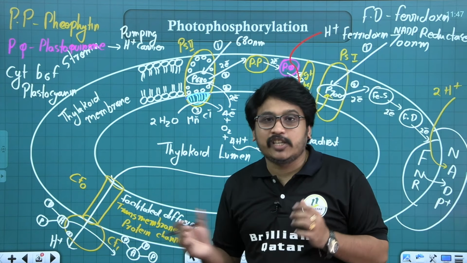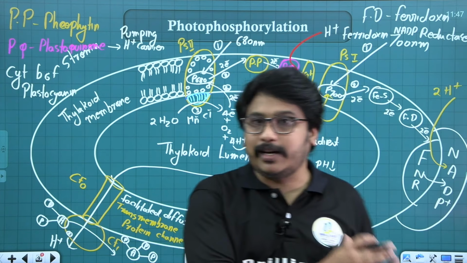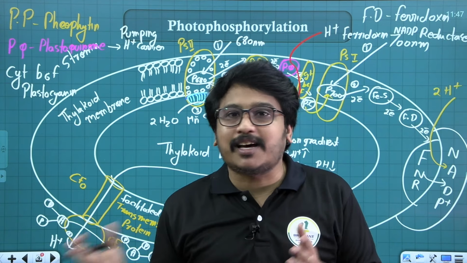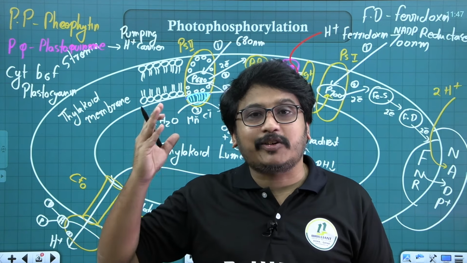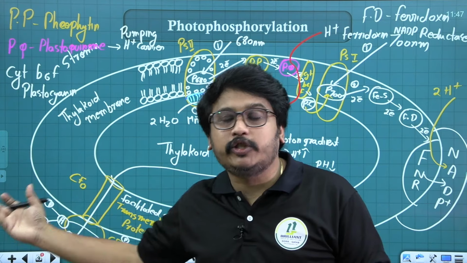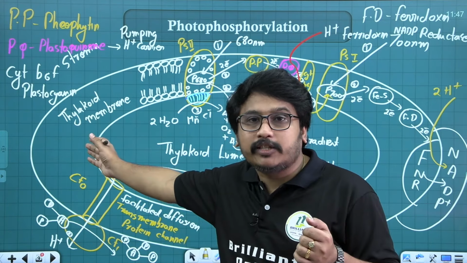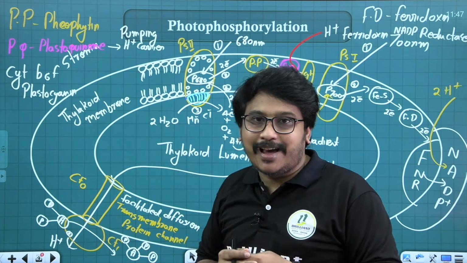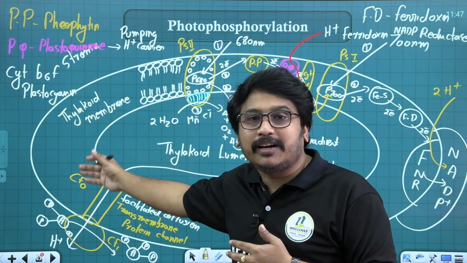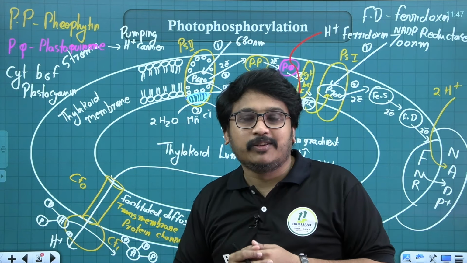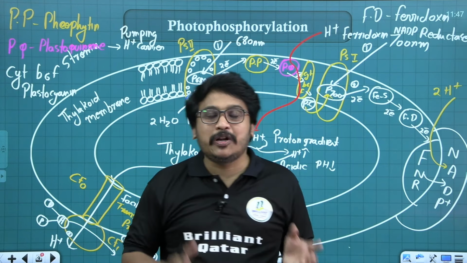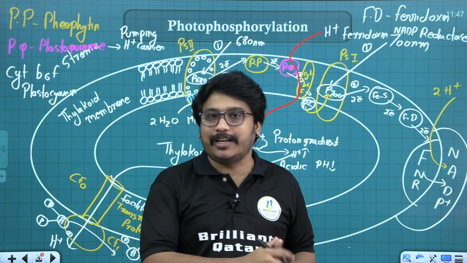What I discussed is non-cyclic photophosphorylation because emitted electrons are not returning back. Emitted electron from PS1 was going to NADP plus. Emitted electron from PS2 was going to PS1 and that was getting replaced by the photolysis of water. So that's all about light reaction non-cyclic photophosphorylation.